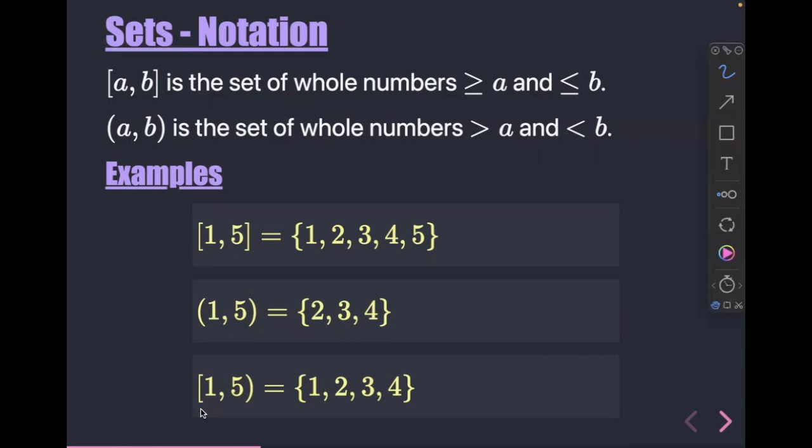You can also combine these. You could do a hard bracket on one side and a parenthesis on the other side. If you did that, we'd be including 1, but not including 5. So it'd be 1, 2, 3, 4.